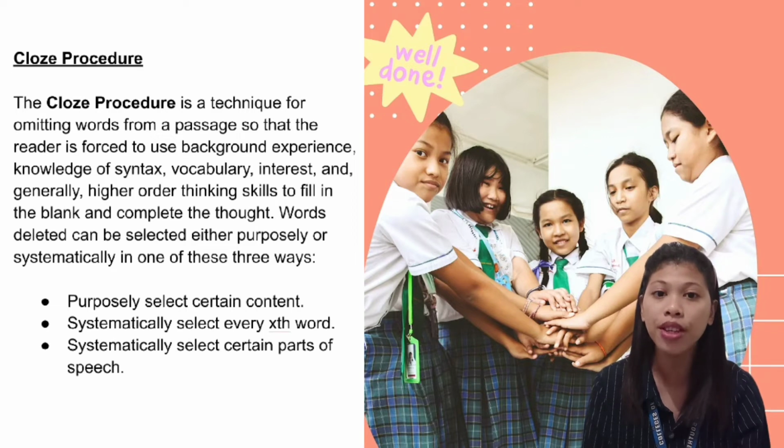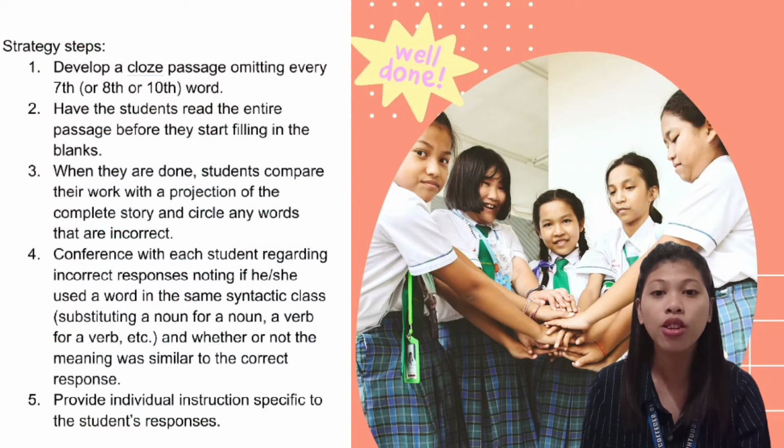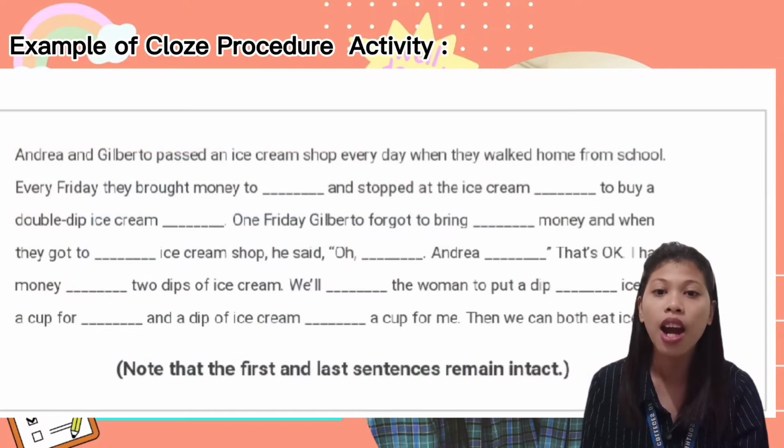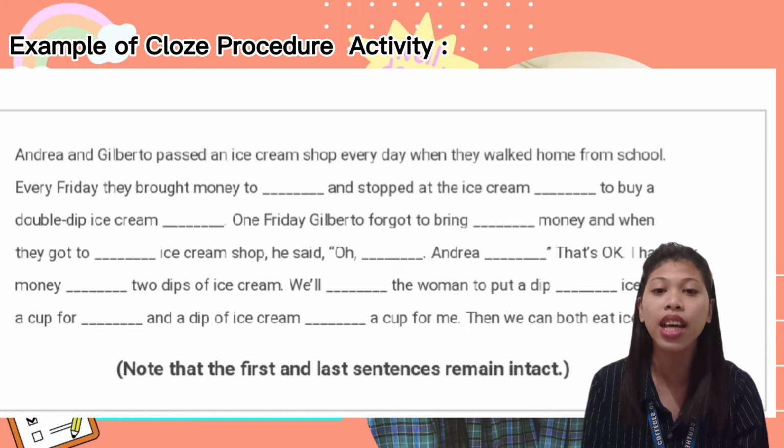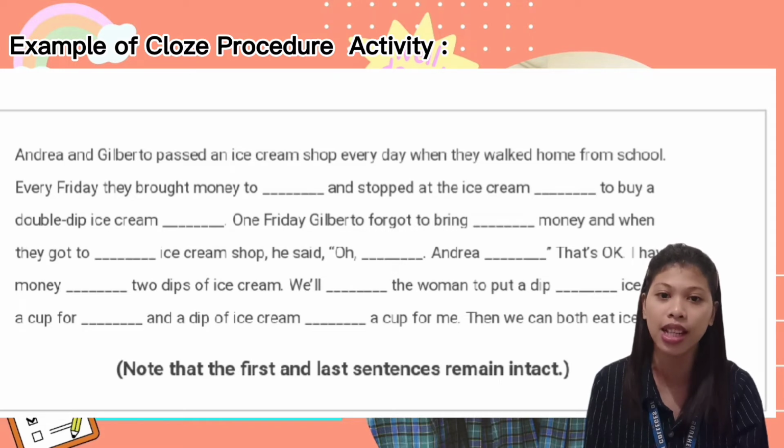The closed procedure is a technique for omitting words from a passage so that the reader will utilize his or her background experience, knowledge of syntax, vocabulary, interest, and generally higher order thinking skills to fill in the blank and complete the thought. This reinforces English language structures and enhances students' reading skills and metalinguistic skills.